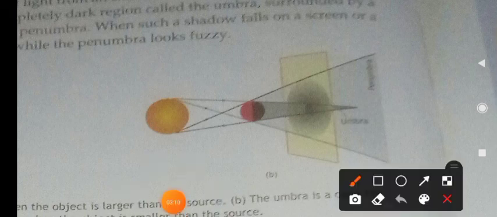This figure shows what happens when an object is smaller than the source. So here we are going to discuss the object being smaller than the source. The umbra is like a cone that extends only up to a particular distance, where the rays completely meet. If you place a screen beyond this distance, you will not see a dark shadow. If you keep the screen here, beyond where this cone-like structure forms, you cannot see the dark shadow.